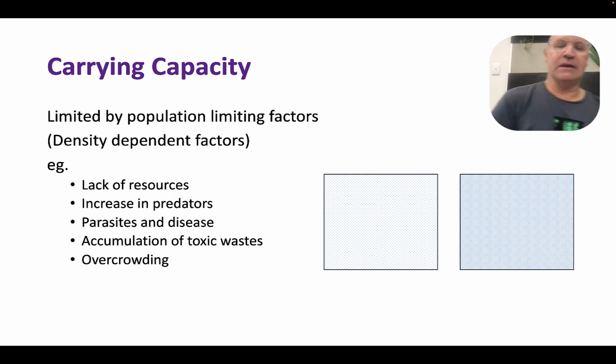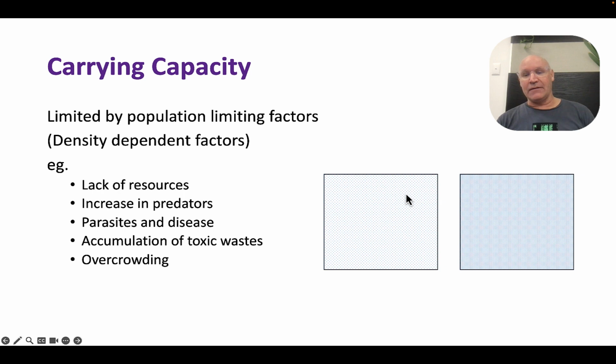So carrying capacity is limited by what we call population limiting factors. Now, largely these are density dependent factors. What I've tried to do here is increase the number of dots to increase the number of organisms in that same one area. So as we increase the number of organisms, we increase the density. And so then there's a larger demand on the resources and services of the ecosystem. So it might be a lack of food resources, lack of water, lack of real estate, lack of light.